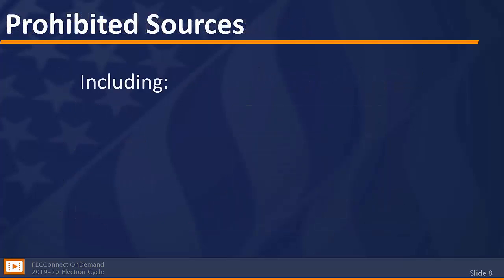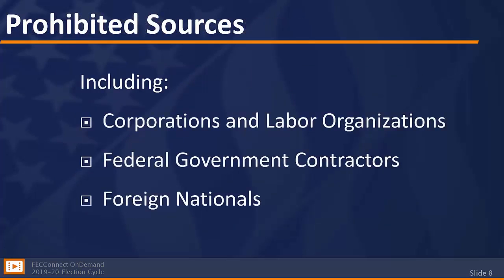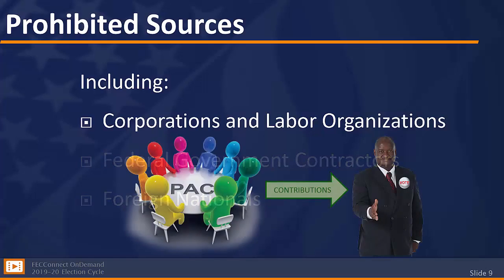The law prohibits contributions from certain sources, including corporations and labor organizations, government contractors, and foreign nationals. As an exception to the corporate labor ban, corporations and unions may sponsor PACs that raise money from the company's employees and stockholders or the union's members. Those PAC funds may be used to make contributions to federal candidates.